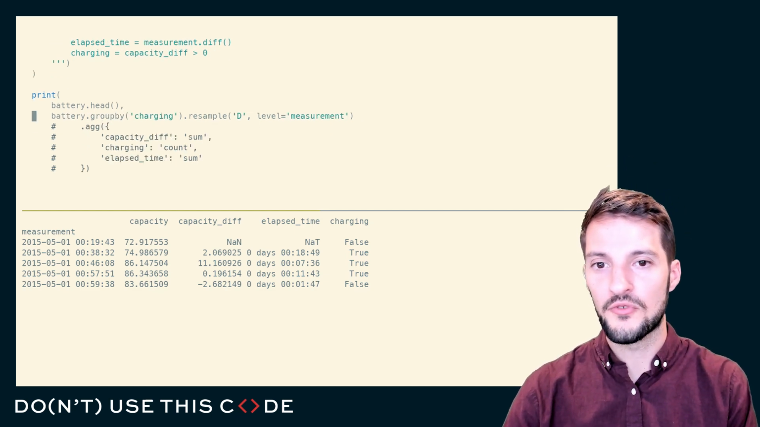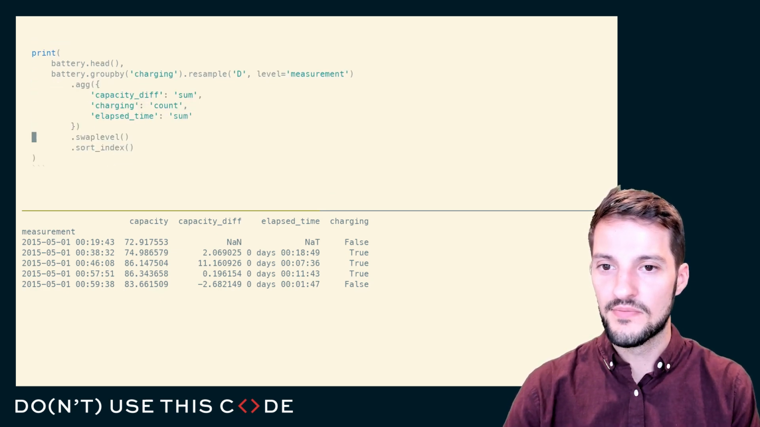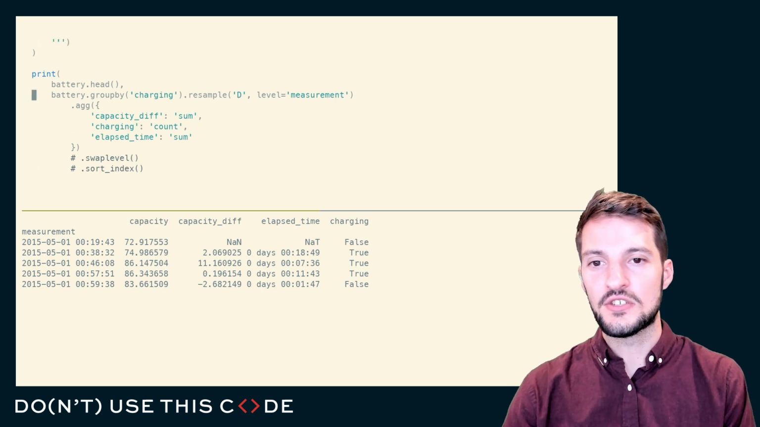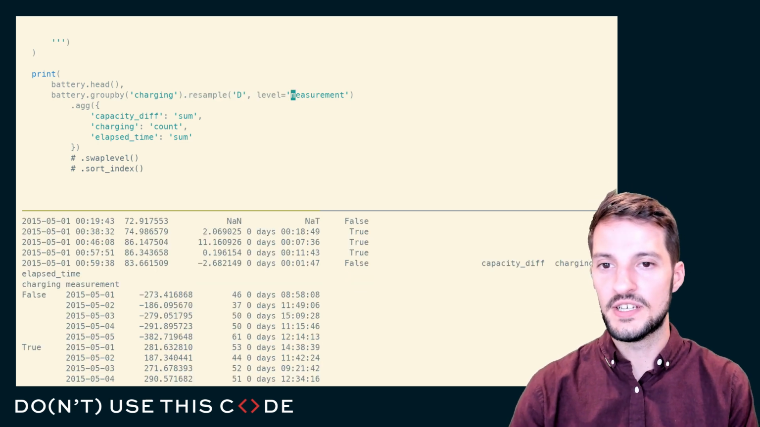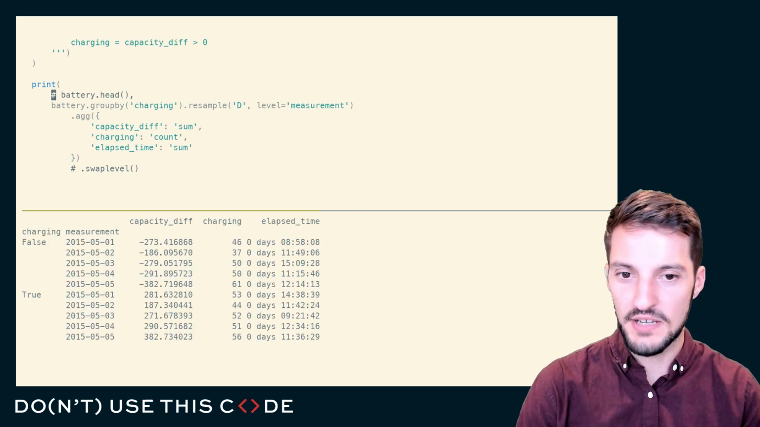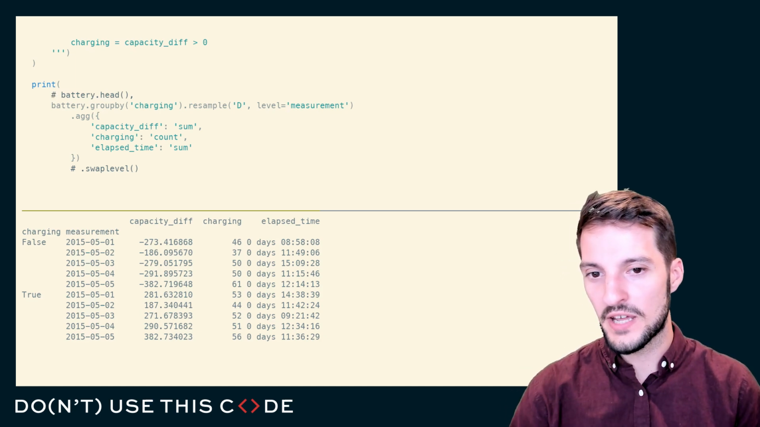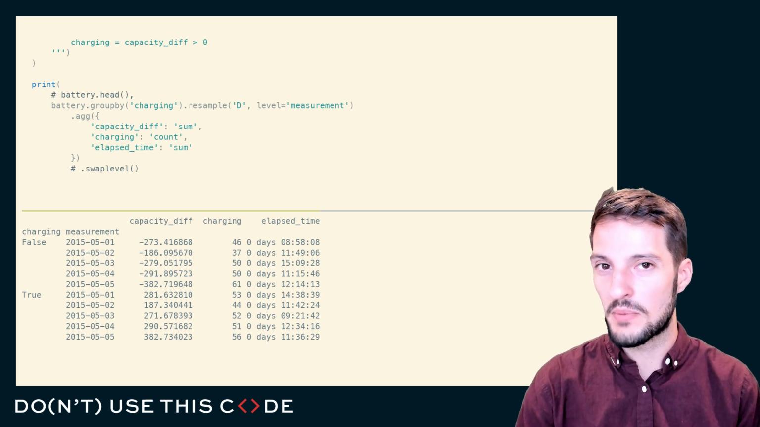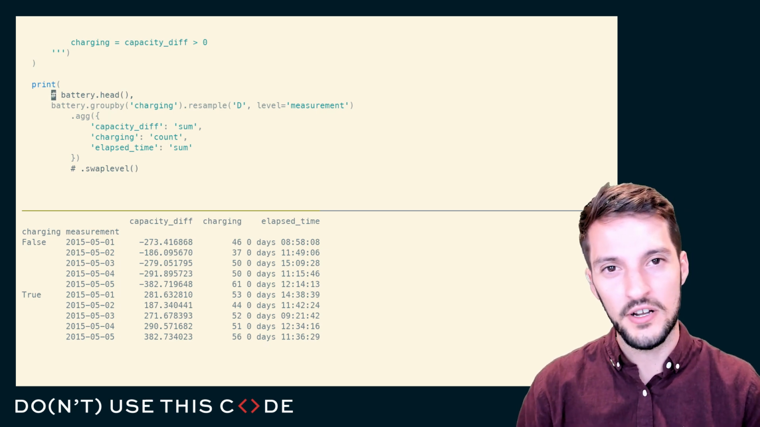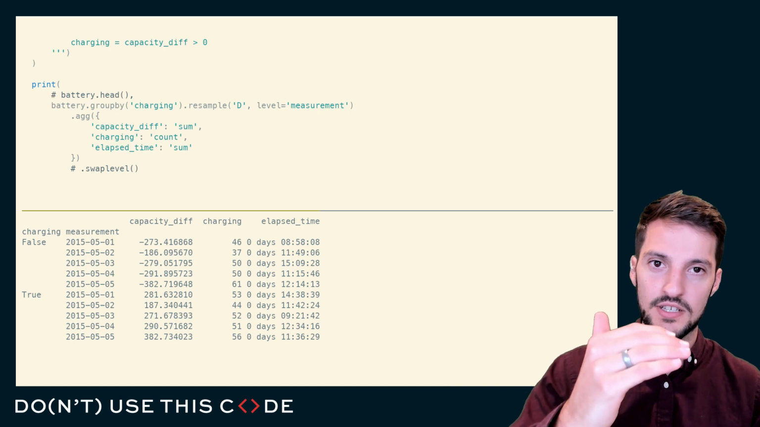From there, I can perform a nested group by with resampling, and I can actually save that. I can group by whether or not it was charging, and then resample by the day on my measurement. I can examine my results, and I can see that when it's not charging on May 1st, I ended up using 273% of my battery. Now that doesn't make sense, right? You can't use up more than 100%, but you can think throughout the day, I was using a little bit, and then I was charging it, and then I was using it, and then I was charging it.